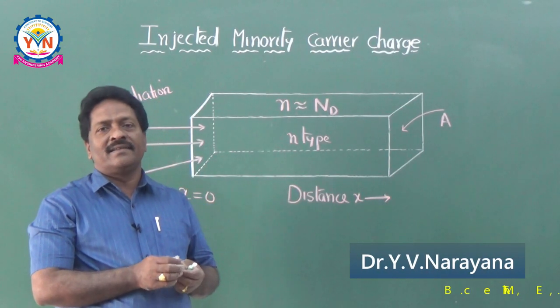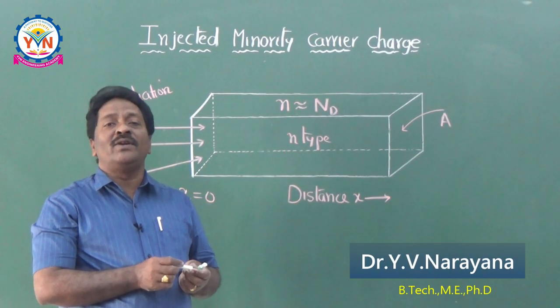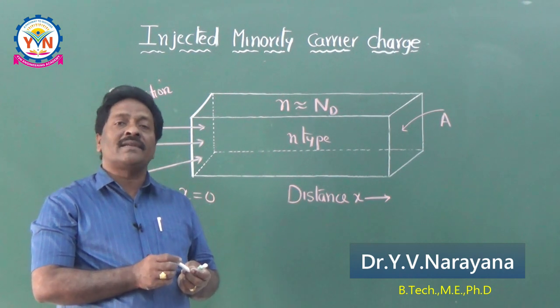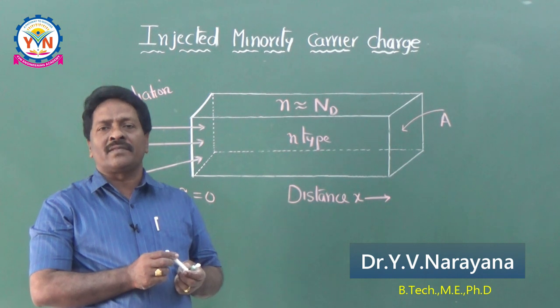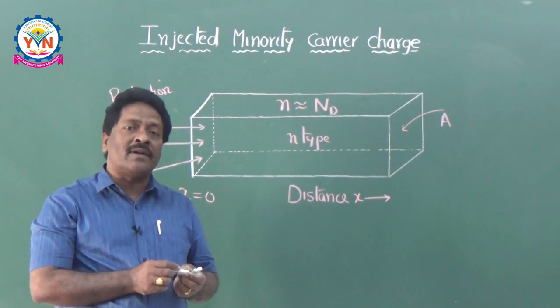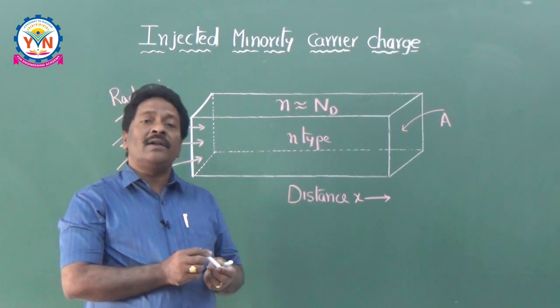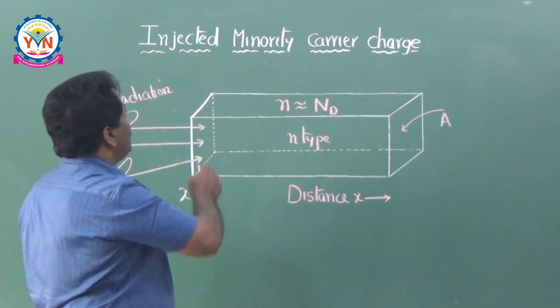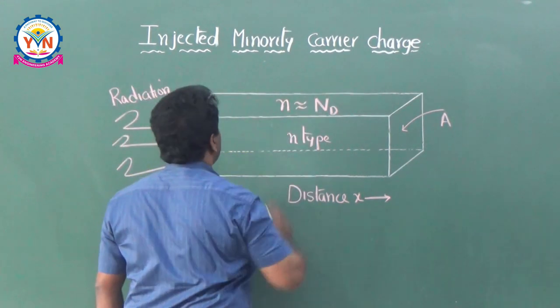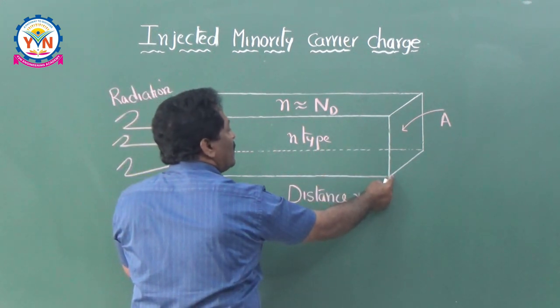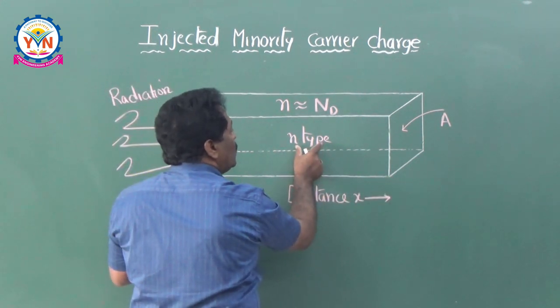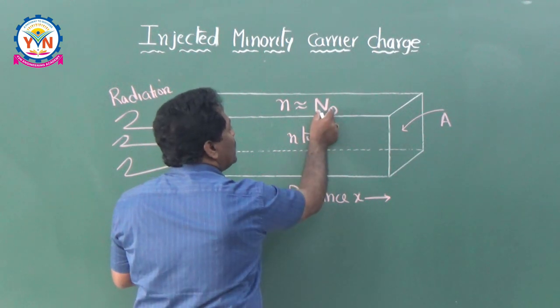Dear students, in this class we are going to see the concept of injected minority carrier charges. In the last class we have already seen the complete concept of the continuity equation. In order to understand injected minority carrier charges, let me take a lengthy n-type semiconductor bar uniformly doped with a density of donor atoms.